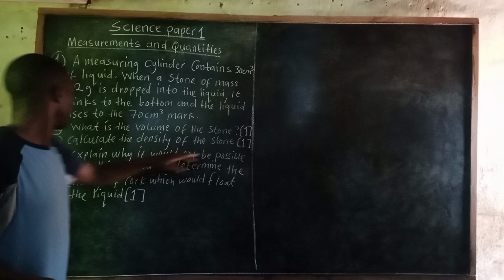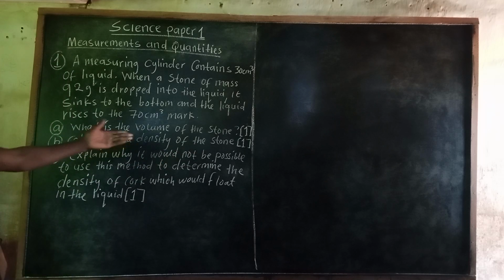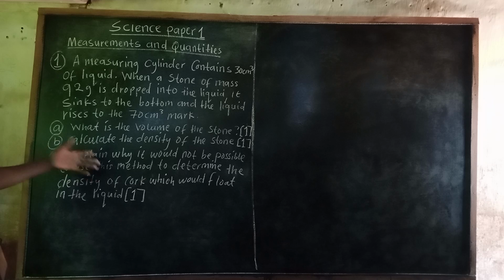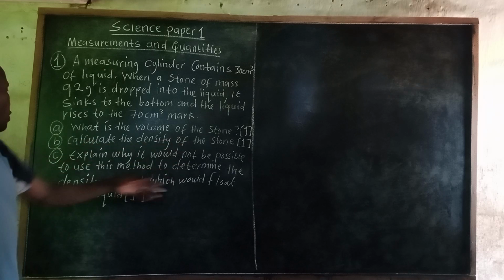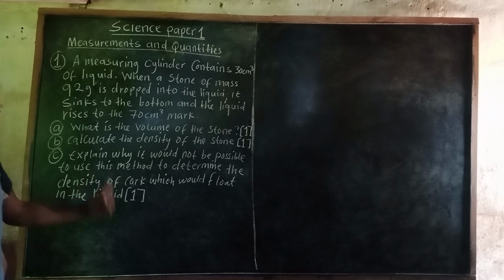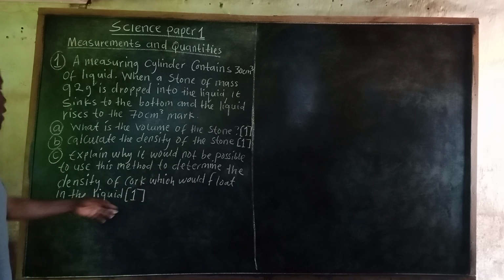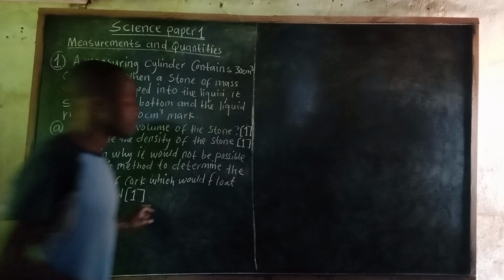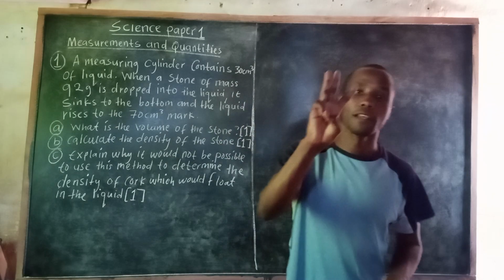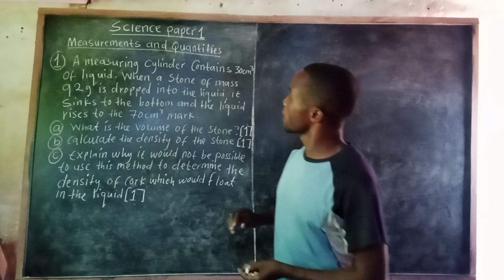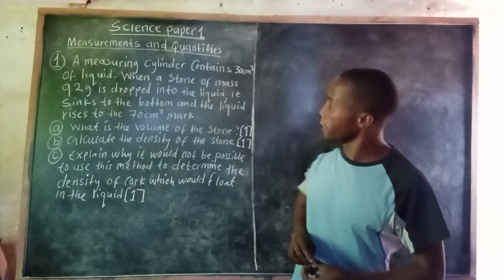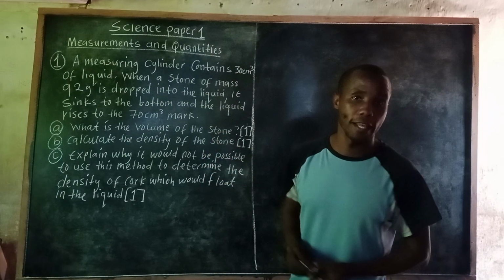1 mark. B. Calculate the density of the stone. 1 mark. C. Explain why it would not be possible to use this method to determine the density of the cork which would float in the liquid. 1 mark. So on this question only, we have got how many? 3 marks. So let us pay particular attention, as I said, so that we can move together.